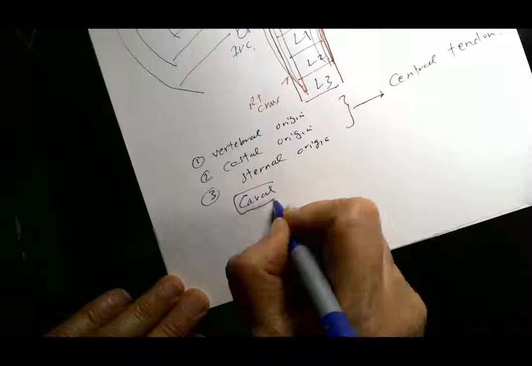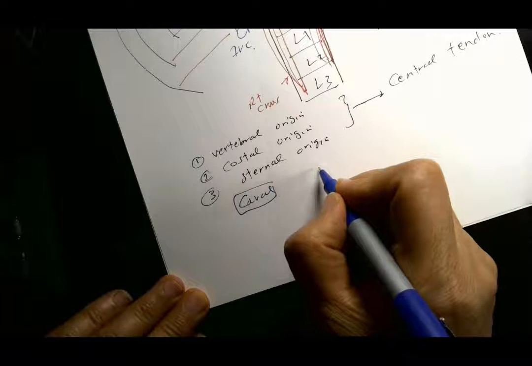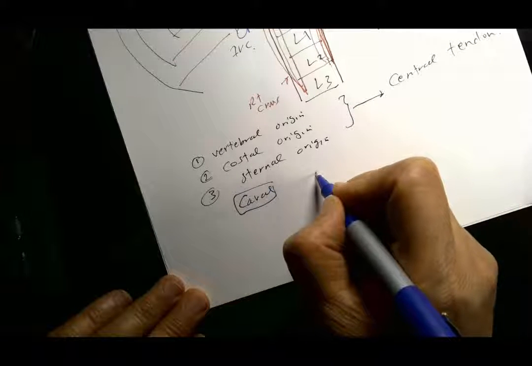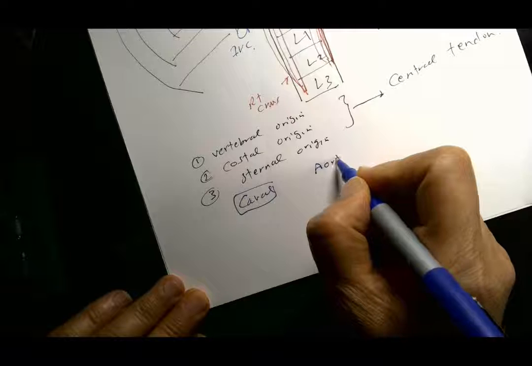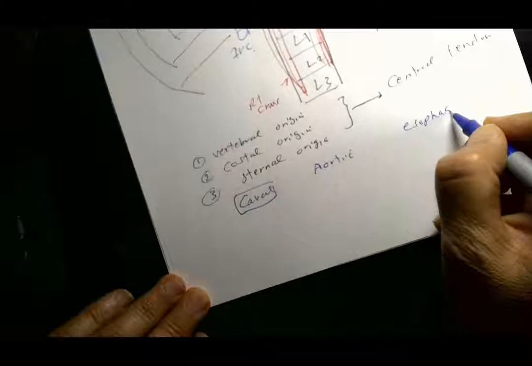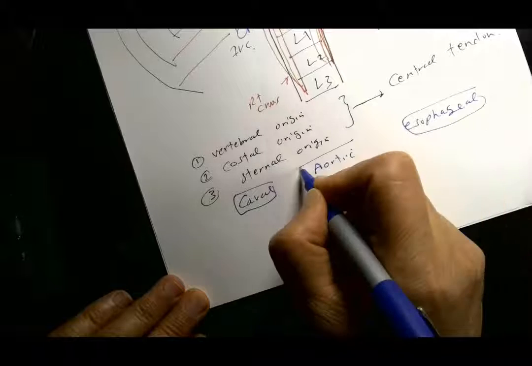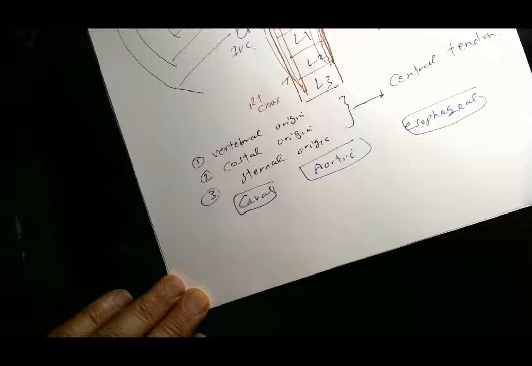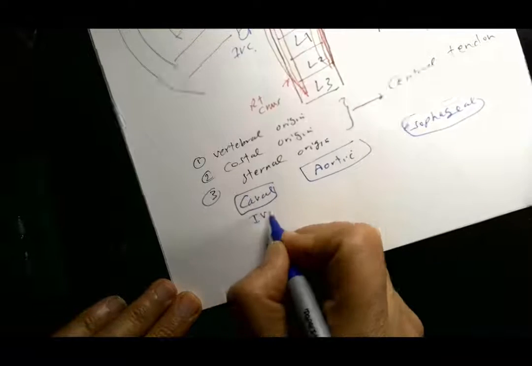Then you have aortic. Then you have esophageal. What are the three structures in each of them? The three structures in caval: inferior vena cava, that's why we call it caval.